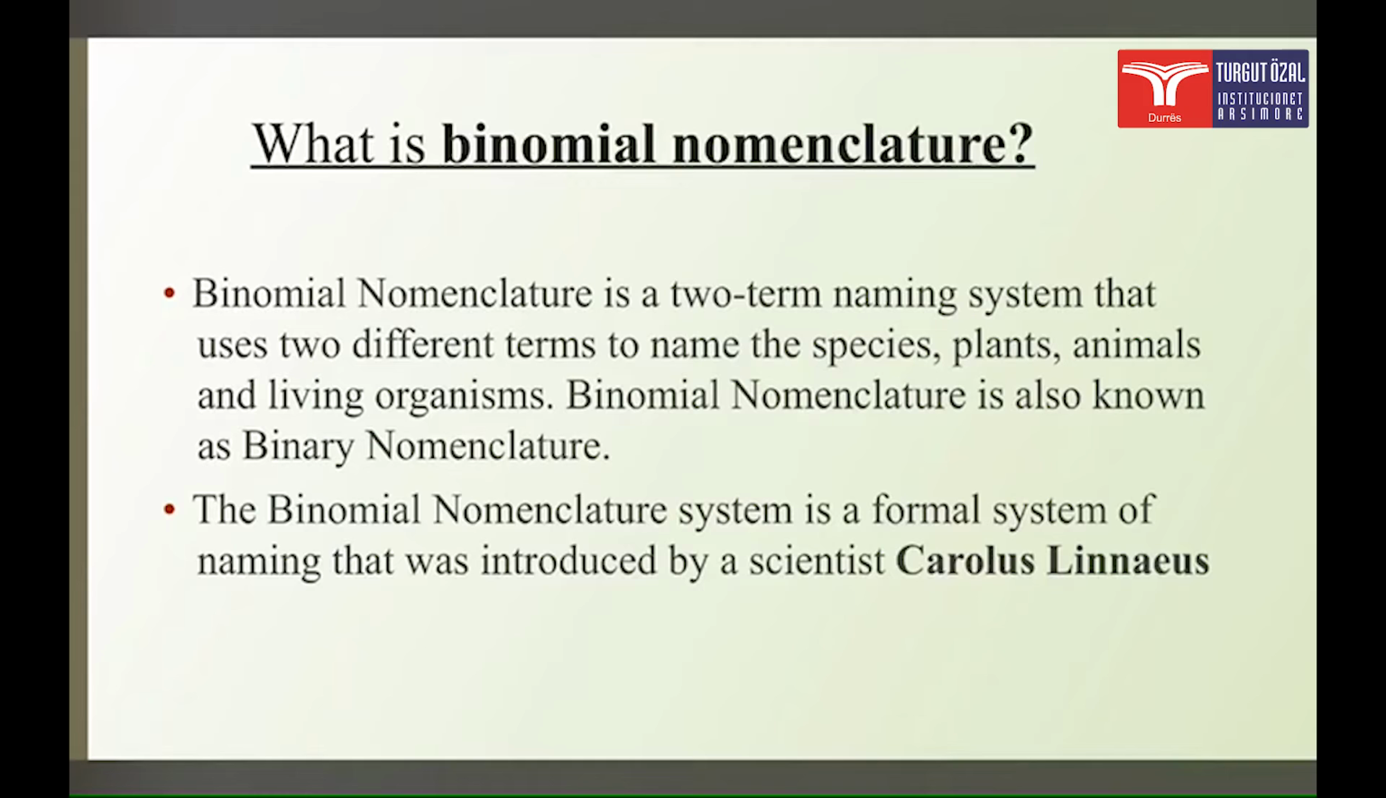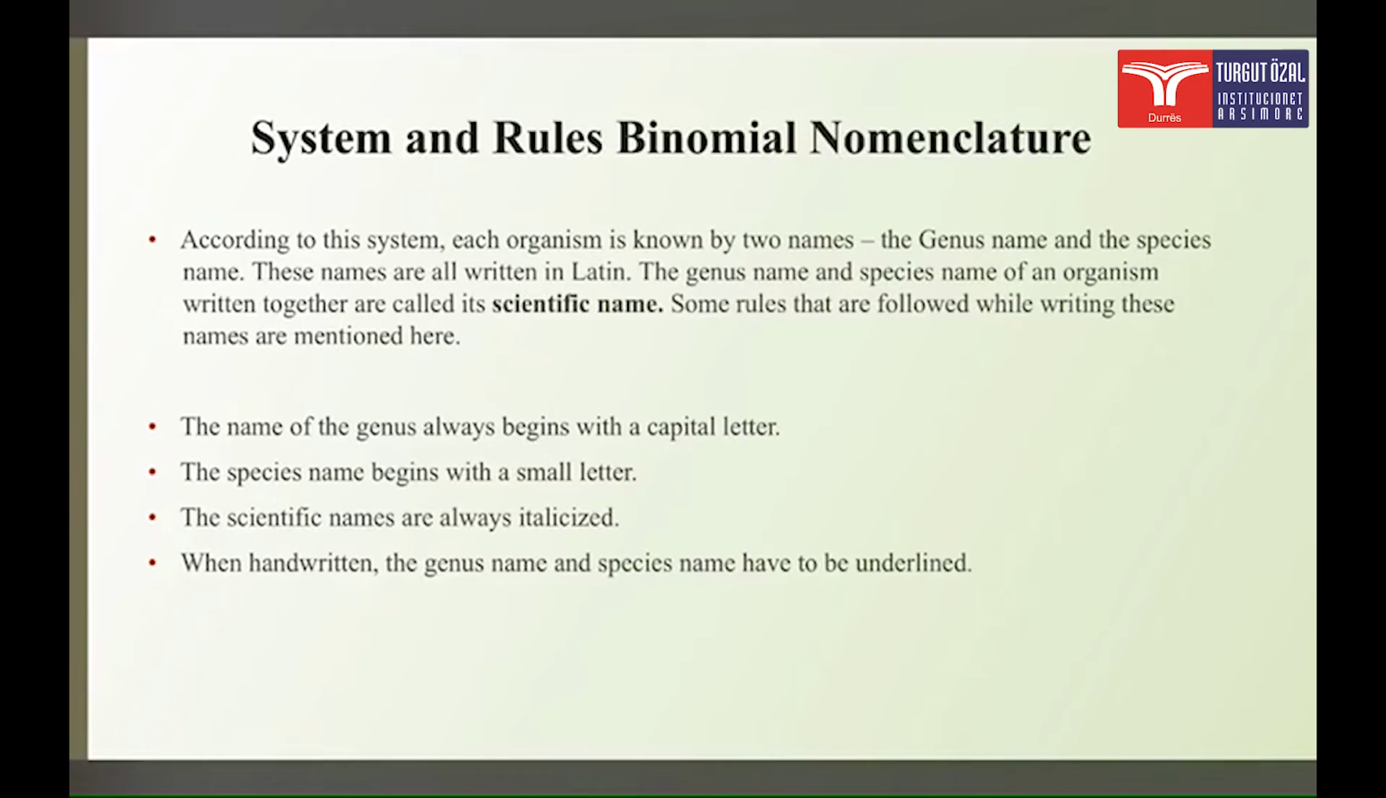The binomial nomenclature system is a formal system of naming that was introduced by a scientist, Carl Linnaeus. What are the rules of binomial nomenclature? According to this system, each organism is known by two names, the genus name and the species name. The names are all written in Latin. The genus name and species name of an organism written together are known as the scientific name.